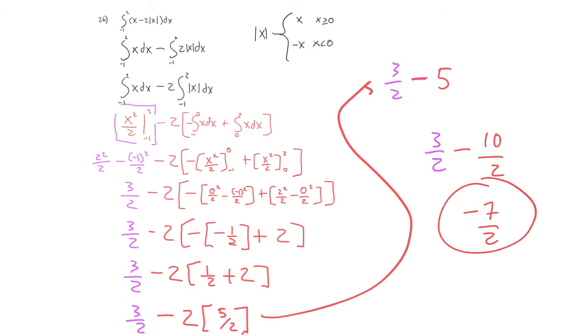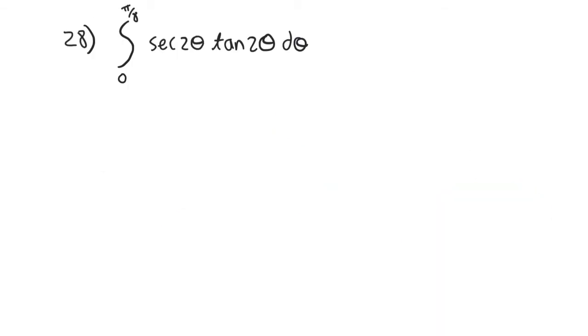Now, for the record, I just checked out my student's answer sheet. My student's answer sheet says negative 3.5, but just know that negative 3.5 is this. All right, so that's the answer.